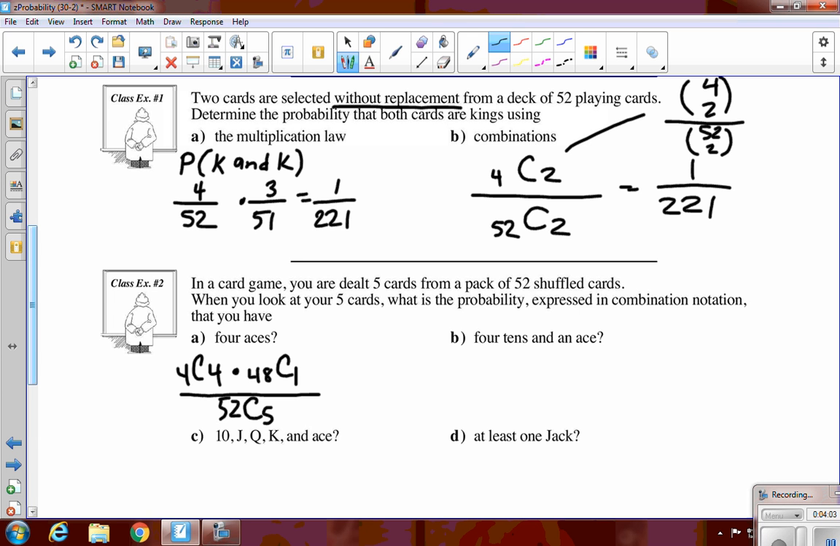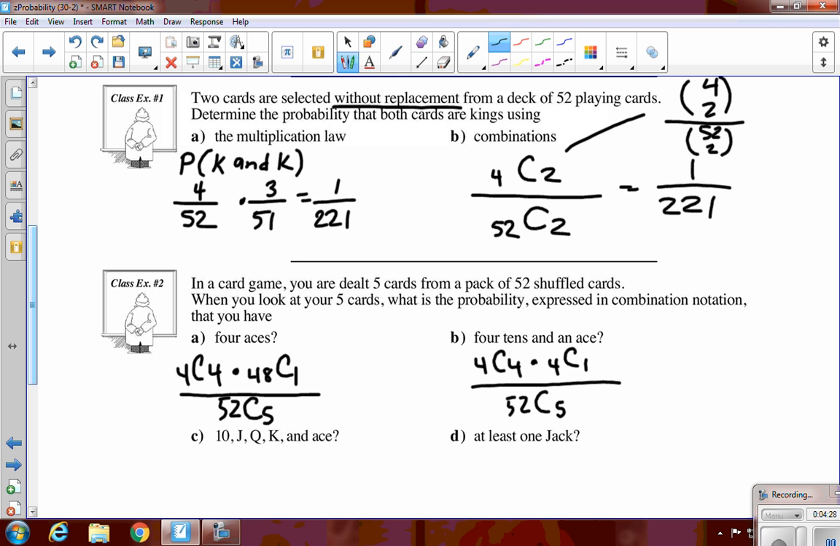Same thing here. I want 4 tens and then 1 ace. Still, the total, I have 52 cards. I'm just choosing a 5-card hand. But I need 4 tens. So how do I write that in combination notation? 4, choose 4. I want all of them. And now I want 1 ace. So 4 aces, and I just want 1 of them. And you can crunch that out.